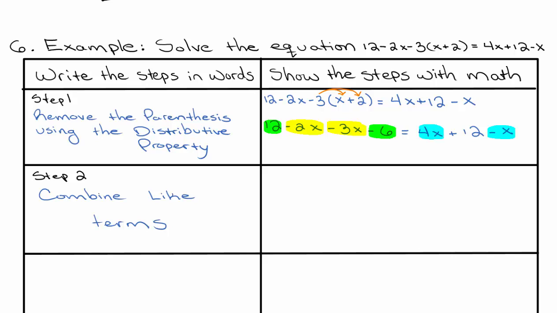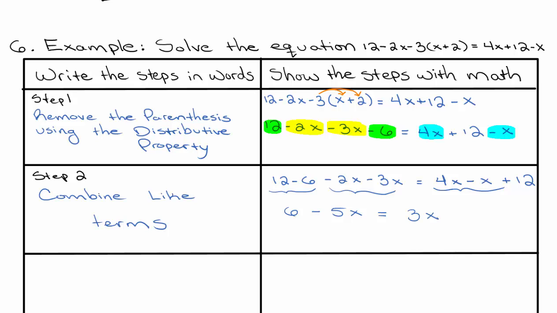All right, so we're going to have 12 minus 6 together, and then the -2x minus the 3x together. And I'm going to put 4x minus x together, and then the 12 here at the end. 12 minus 6 is going to just give me a 6. -2x minus 3x is going to give me a minus 5x. 4x minus x is going to give me 3x, and then I'll just write after that one plus 12.